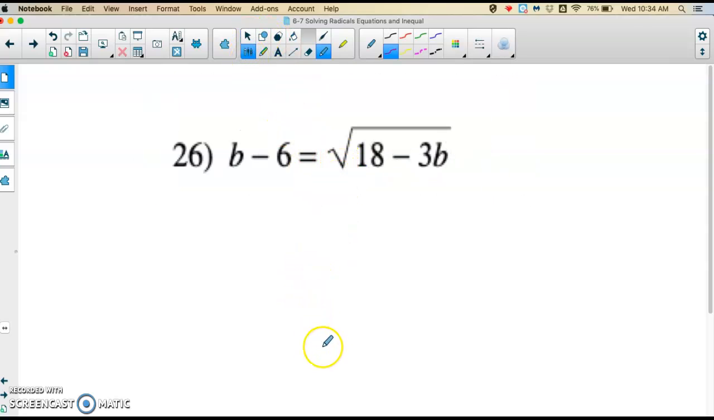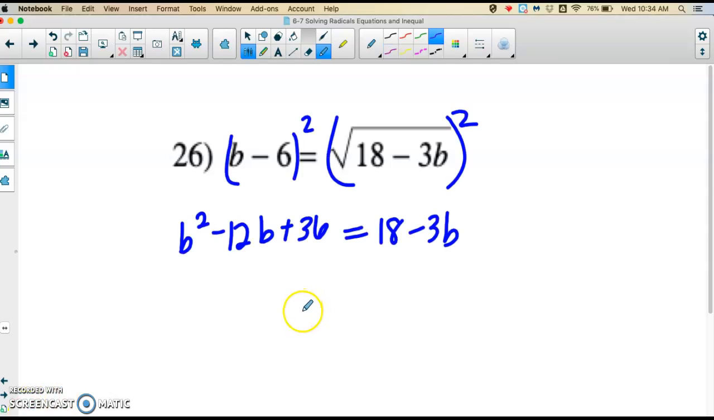Go ahead and pause the video, looking at that last example, and see what you would do. Okay, so this is what I came up with. I know, b's and 6's in the same equation. Really? That's all right. So let's go ahead and set that equal to 0. I'm going to add the 3b over and subtract the 18. And so we end up with b squared minus 9b plus 18 equals 0.